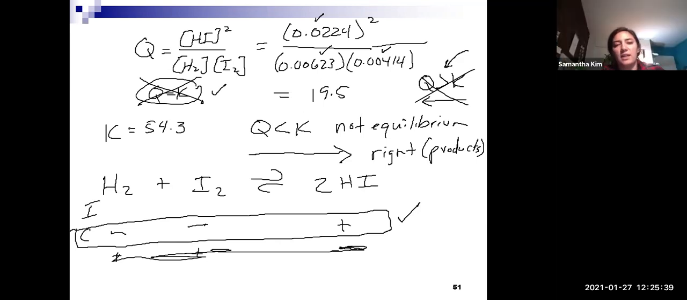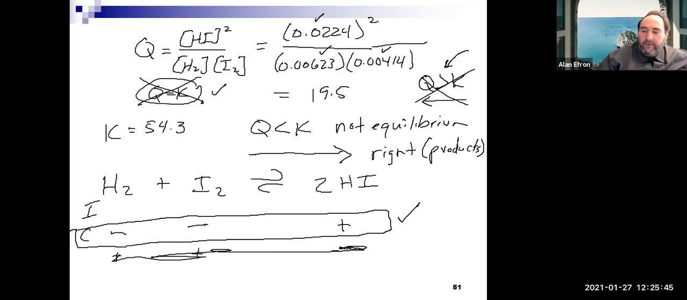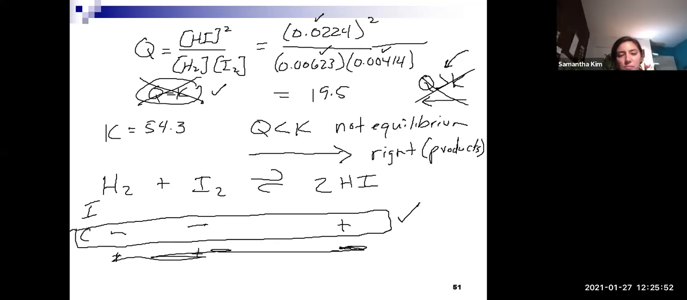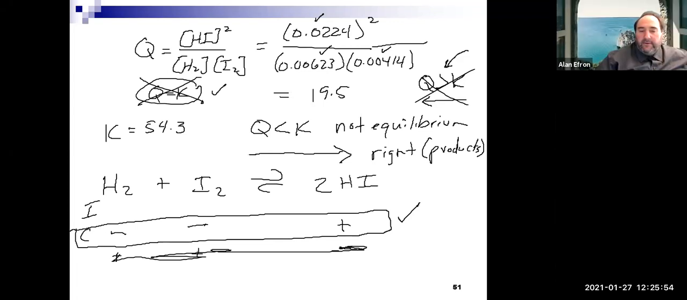If it was at equilibrium, Q would have been 54.3, or pretty darn close to 54.3. In a textbook problem it would probably hit exactly that number. So if you did calculate Q and it did equal K, pretty much the problem would be over at that point, because it tells us it's at equilibrium and those would be your equilibrium concentrations. Other questions on that?